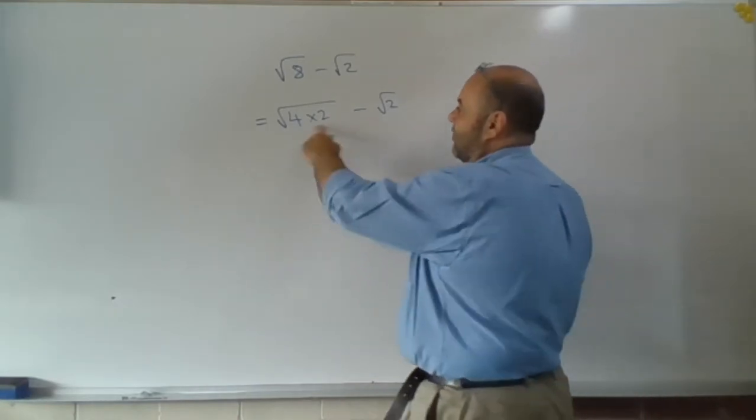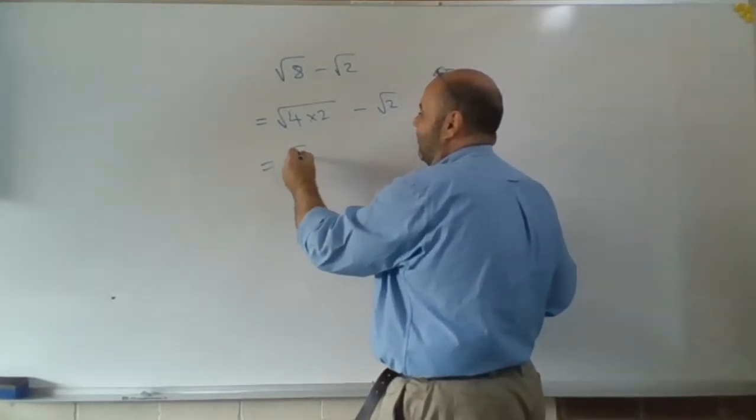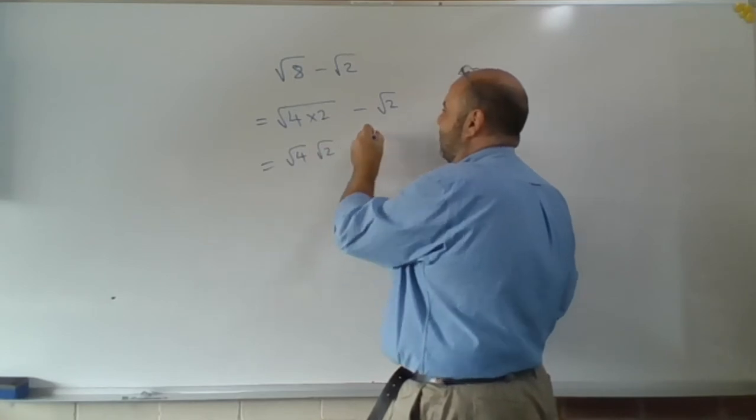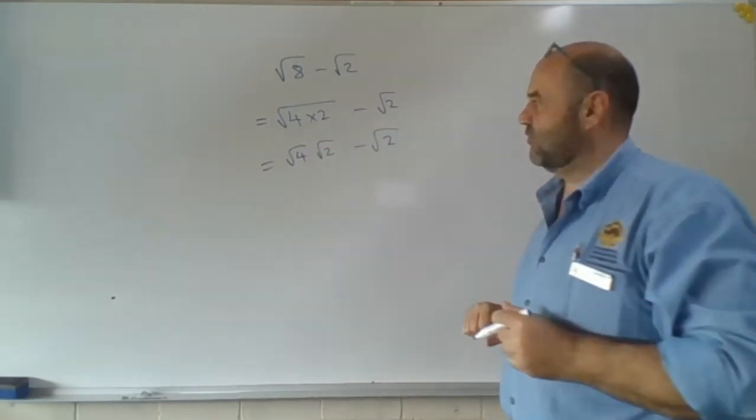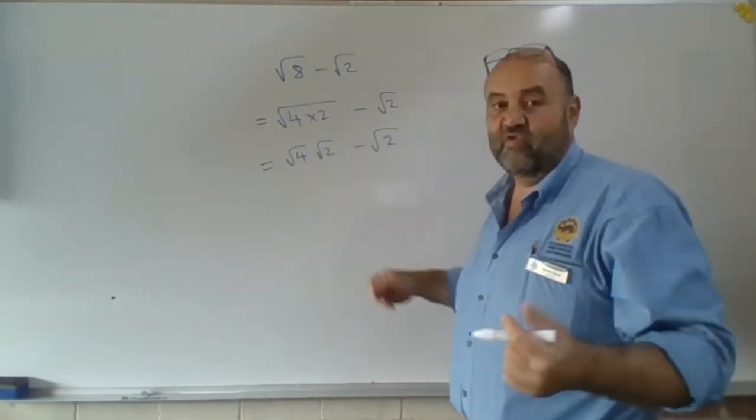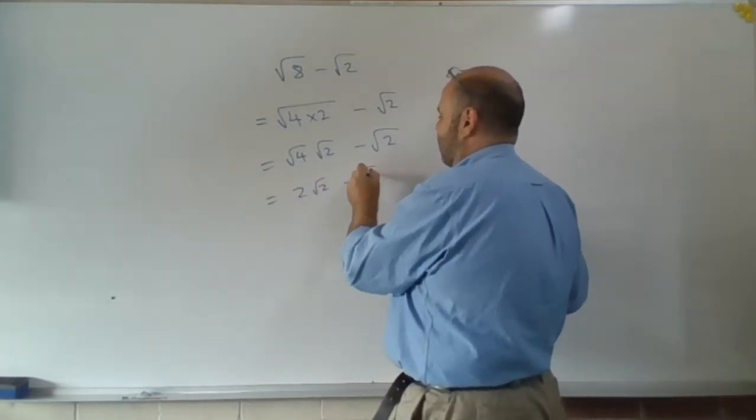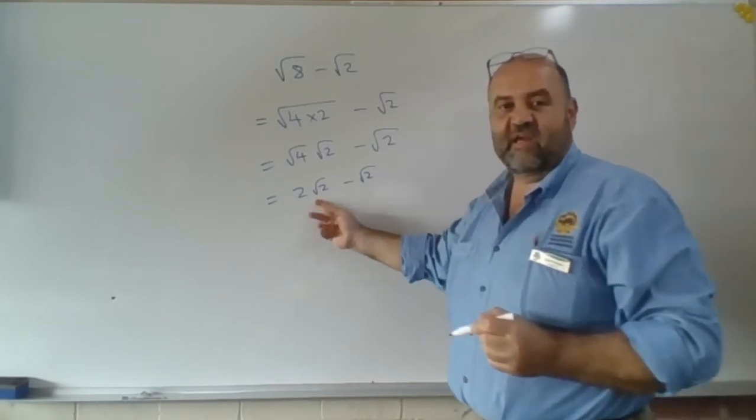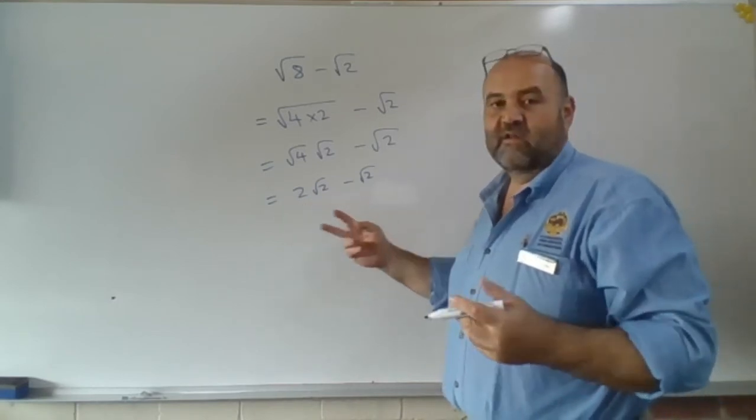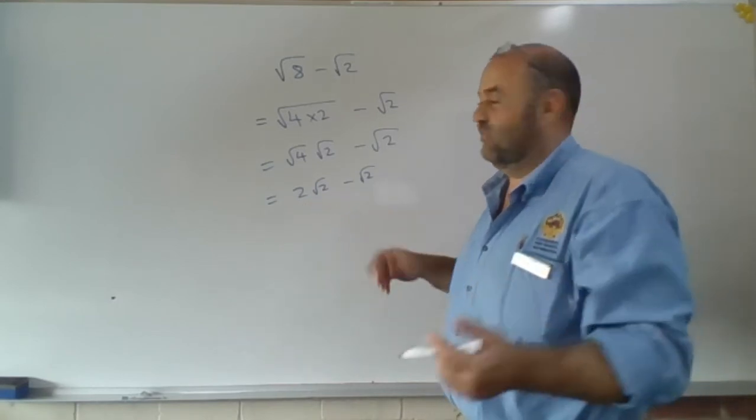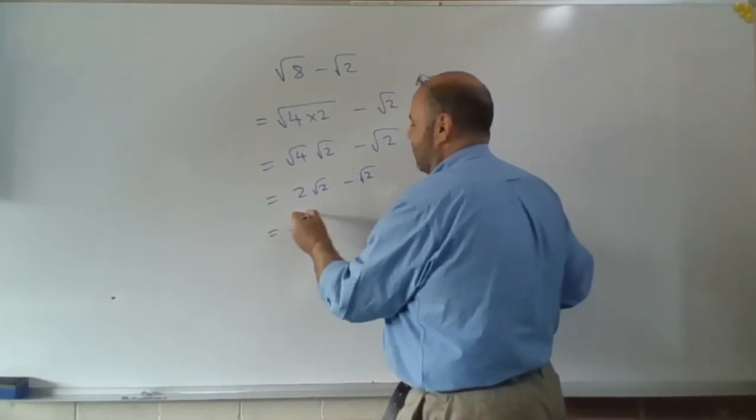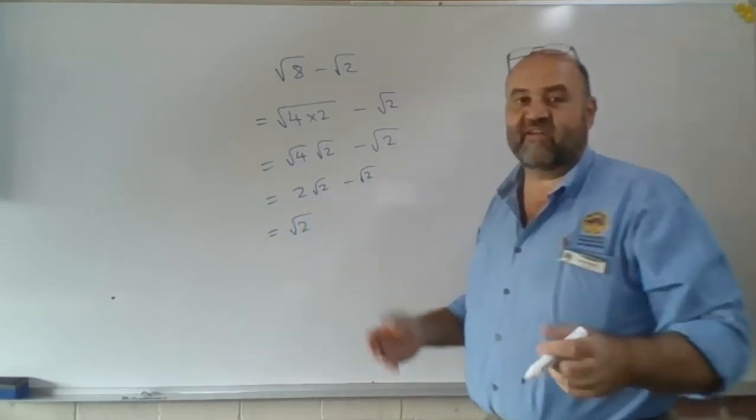The square root of 4 times 2 is the square root of 4 times the square root of 2, minus root 2. The square root of 4 is, of course, 2. So I've got 2 root 2's there, and I'm taking away a root 2 here. 2 root 2, take away 1 root 2, just leaves me with a root 2. And that's as far as that will go.